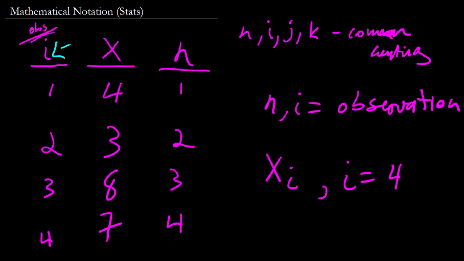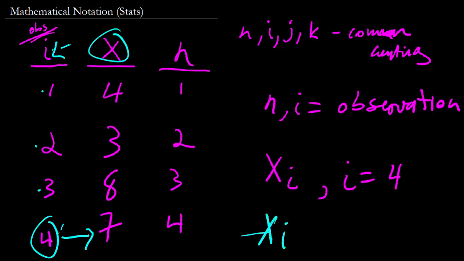So I'll come over here to I, and this is number 1, this is number 2, this is number 3, this is number 4. What is the observation of X when I is 4? It is X sub I is equal to 7. And that's the actual observation for X sub I.